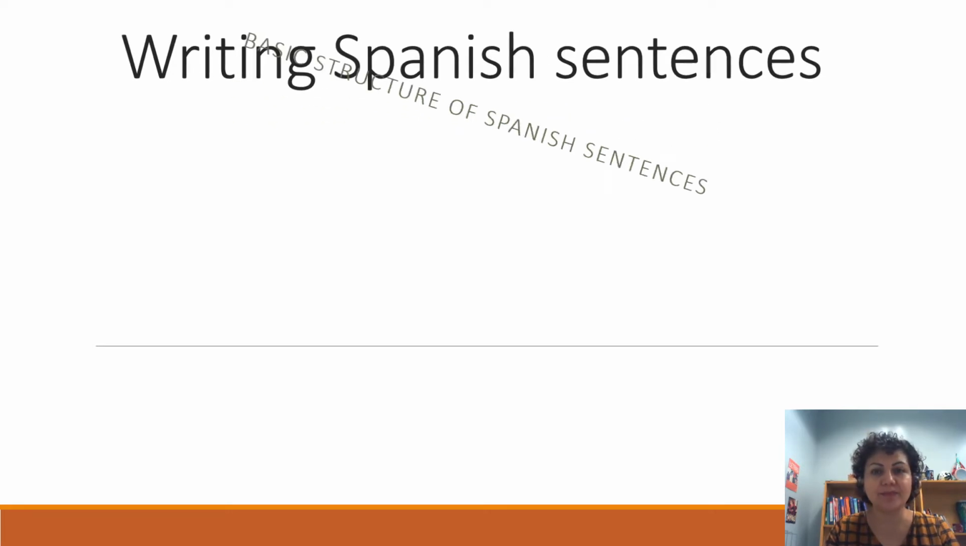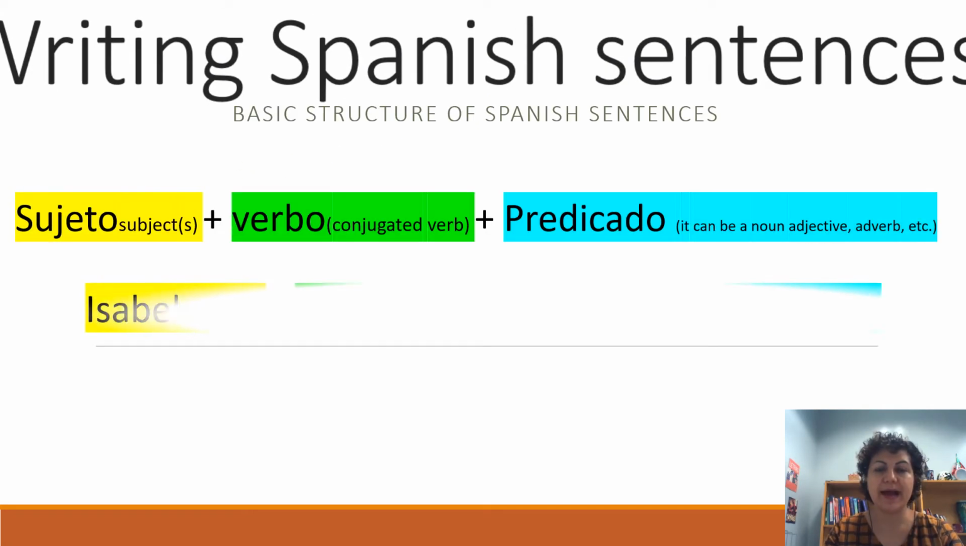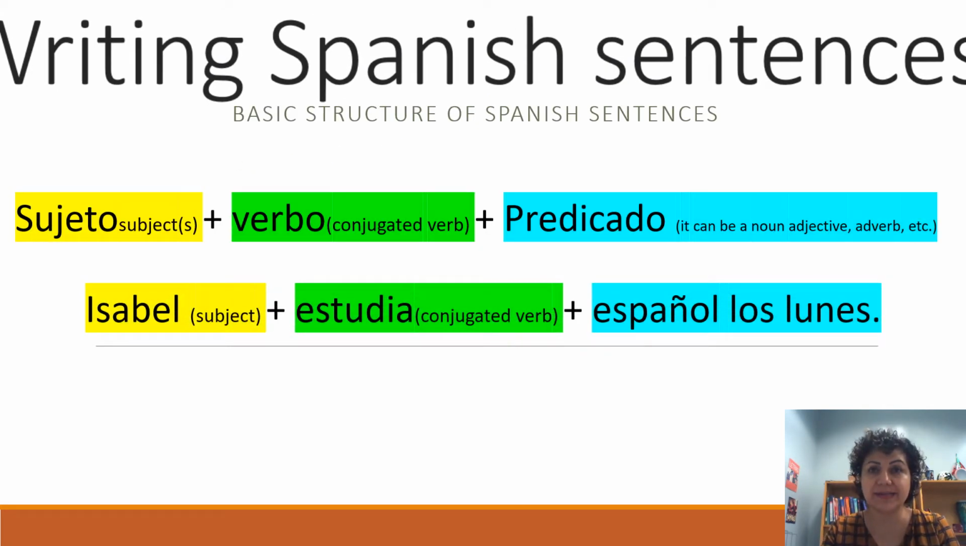Por ejemplo, we know that a sentence needs to have a subject, an action word called verb, and predicado. The predicado will be the rest of the sentence, and this can be an adjective, a noun, an adverb. Is how do we do something, or the rest of the part that complements the action.